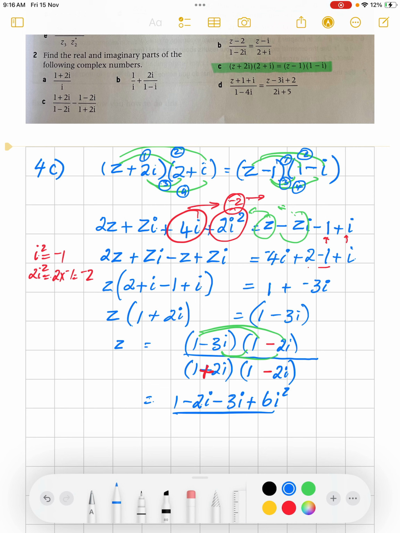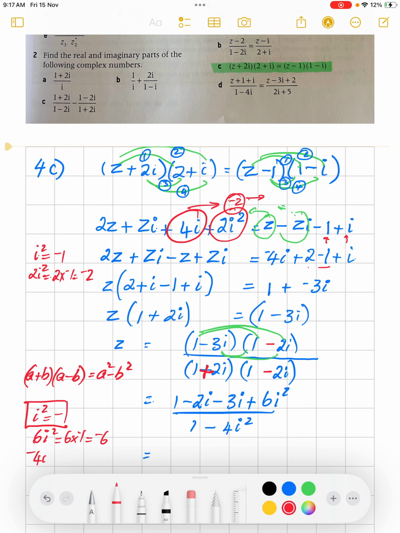And our denominator, using the difference of two squares rule, because when you multiply by a conjugate you are using the difference of two squares rule, which is a squared minus b squared. So 1 squared is 1 minus 2i squared is 4i squared. 2i times 2i is 4i squared. Let's replace, because i squared equals -1, 6i squared with -6. And let's replace -4i squared, -4 times -1, with +4.